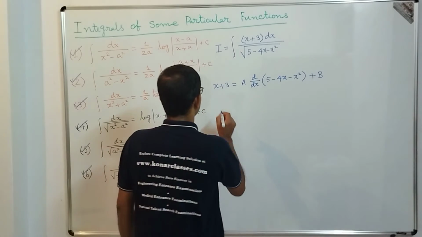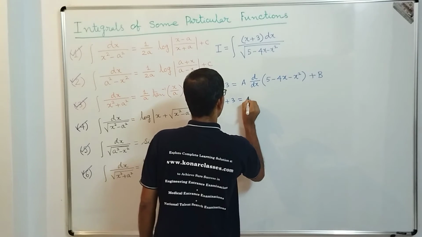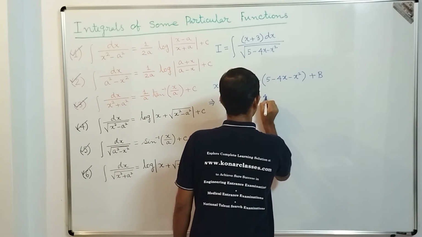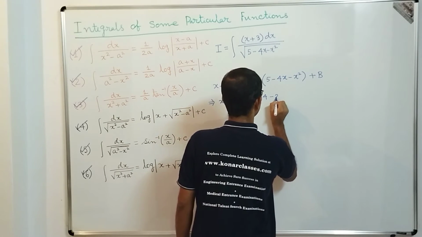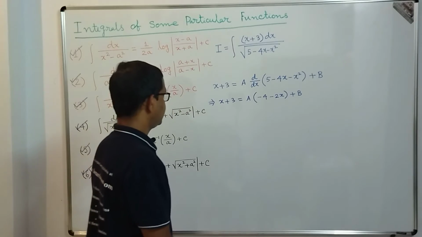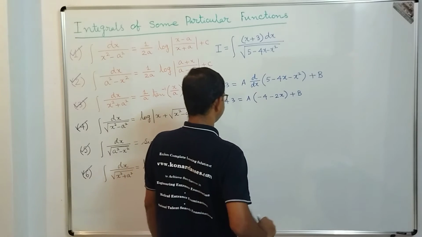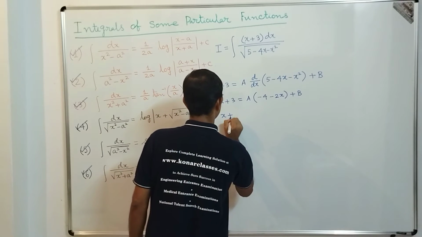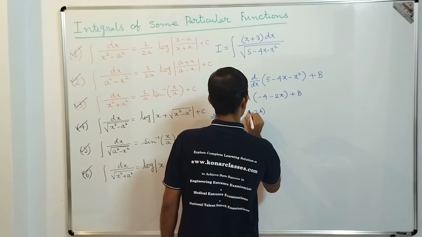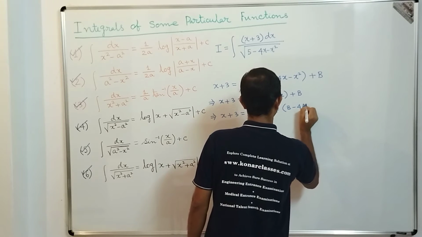So if we do this, what we are going to get is that x plus 3 is equal to capital A into d dx of 5 is 0, d dx of minus 4x is minus 4, and d dx of minus x square is minus 2x, and plus here it is b. Correct? Now what we should do, dear students, is make it something like this: the left hand side is x plus 3, the right hand side is equal to minus 2 into a into x plus b minus 4 into a.